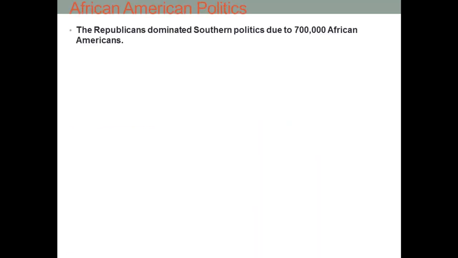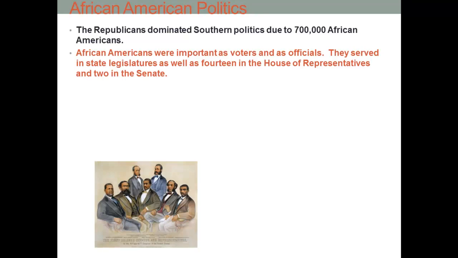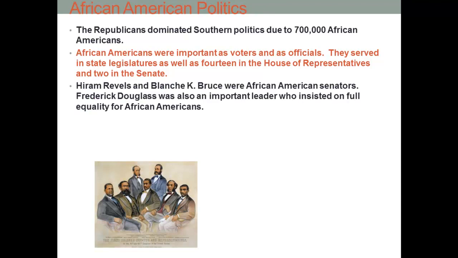The Republicans dominated Southern politics due to the 700,000 African Americans that signed up to vote as Republicans. African Americans were important as voters and as government officials. African Americans served in state legislatures, as well as 14 African Americans in the House of Representatives and 2 in the Senate. Hiram Revels and Blanche K. Bruce were 2 of those first African American senators and representatives. Frederick Douglass was also an important leader who insisted on full equality for African Americans.